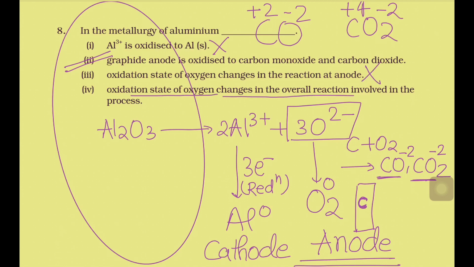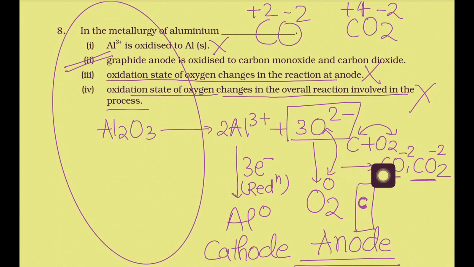Oxidation state of oxygen changes in the overall reaction involved in the process. No. So the correct answer will be 2. Clear? No change in the overall reaction. Let me make it very clear: first oxide is converting to oxygen, so there is a change in oxidation state from -2 to 0. After that, when the oxygen reacts with the graphite rod, again there is a change and it comes back to -2. So the change is -2 to 0, then 0 to -2 finally.